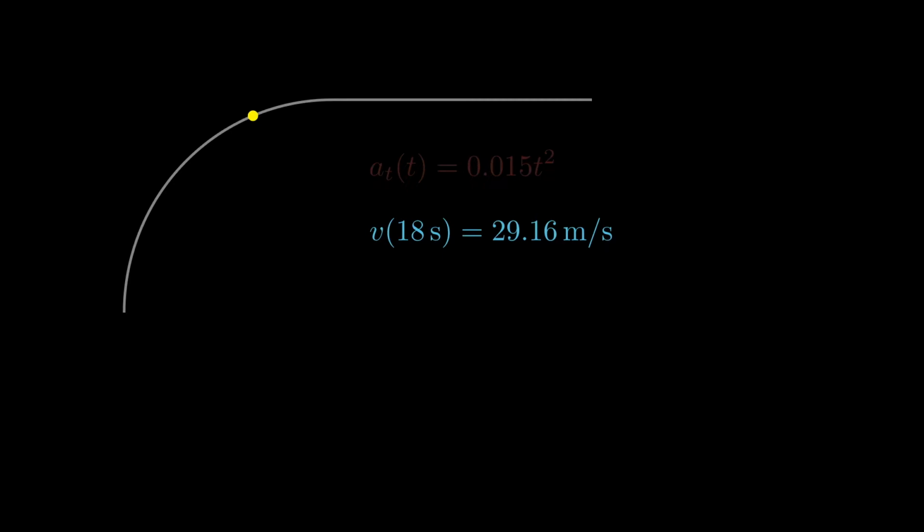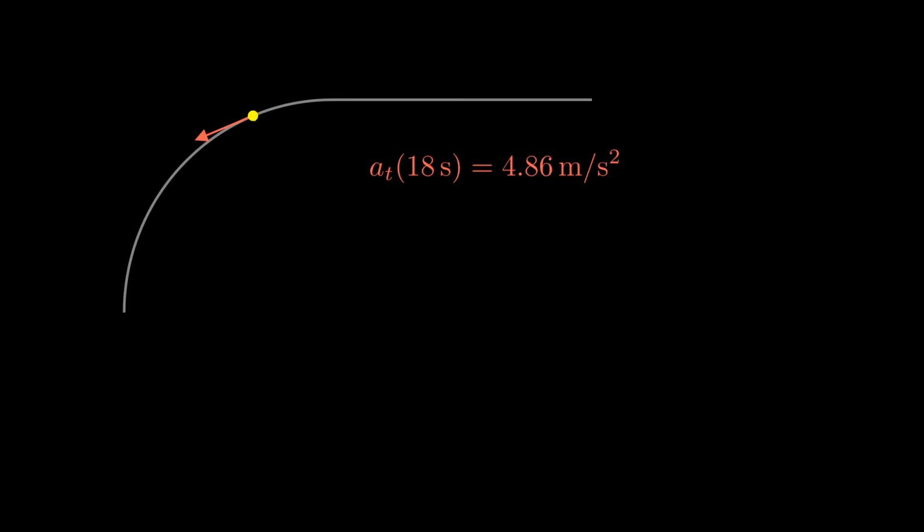The second part of the problem asks for the magnitude of acceleration. Since the car is on the curved part of the path, there are two components of acceleration, tangential and centripetal. We can find the tangential part using the acceleration function that we already have, and it comes out to 4.86 meters per second squared.